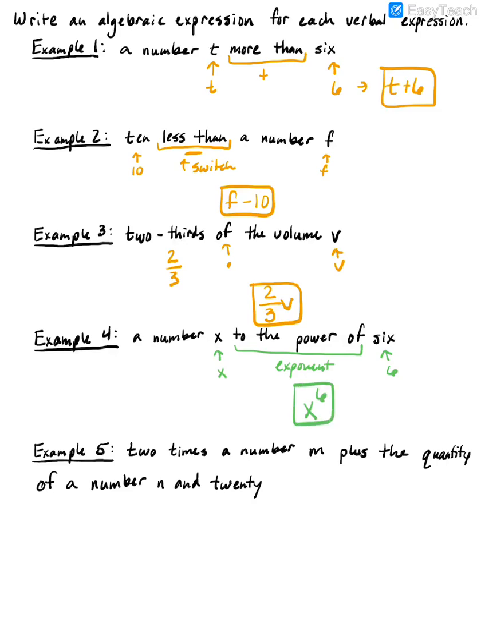Okay. And now example 5 is putting multiple things together instead of just one operation. So there's a little bit more to identify. So here I have a 2. Here it's multiplication, so there's a times sign there. A number m. I see the word plus, so I have a plus sign. Now here, if I see the words quantity of, that means I'm going to put something in parentheses. And then the number n and 20.